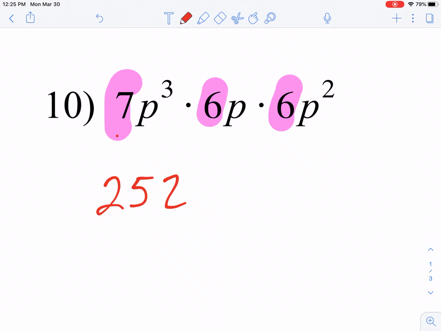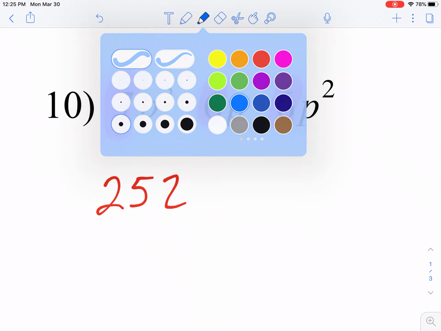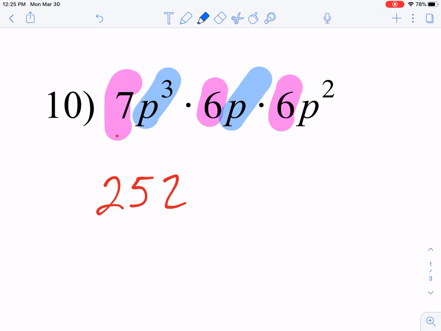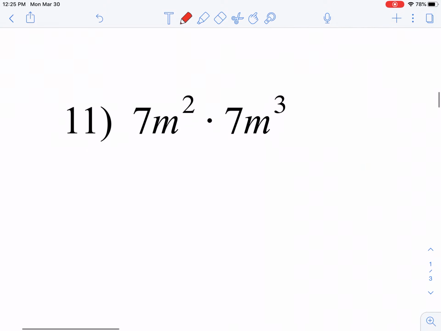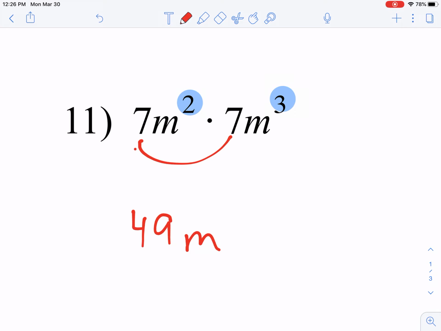And then we're going to move on and look at just the exponents. So we're going to keep the letter P. 3 plus 1 is 4, plus 2 is 6. This is your answer. Number 11, same thing. You're going to multiply the regular numbers first. 7 times 7 is 49. We're going to keep the m, and then 2 plus 3 is 5.